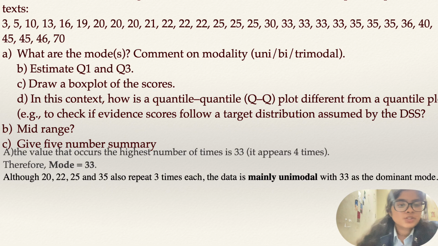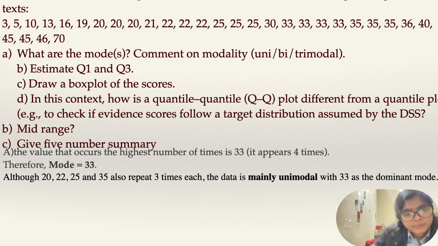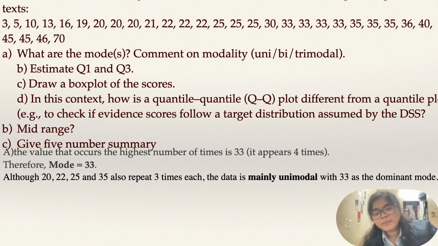The second question has sorted data, which is the evidence strength score of 30 sample complaints, and there are 4 questions that we need to tackle in this. Actually, there is one more I want to add. There is one more question, that we need to calculate the mid-range.